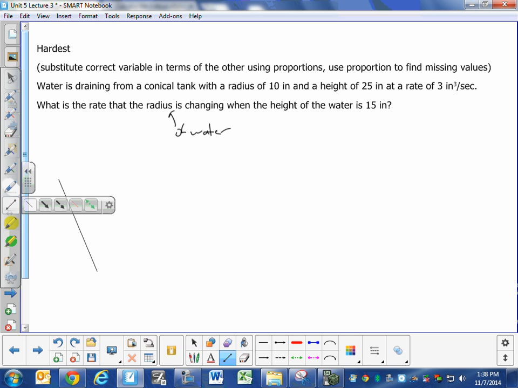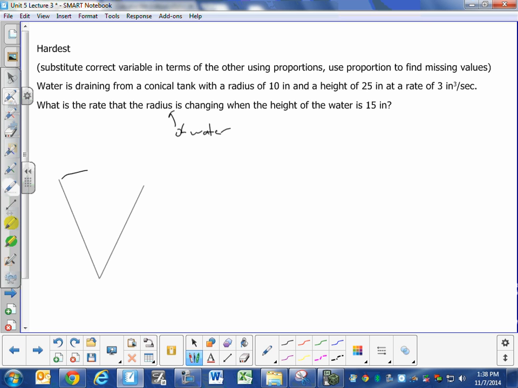I have a conical tank. Here is a conical tank. We are told the conical tank has a height of 25 inches. So this is a fixed value. This is always going to be the height of the tank. It's not going to change. We are told the radius is 10 inches. That's not going to change. Let's talk about the volume of a conical tank. It would be 1/3 pi r squared h. That's good to know.